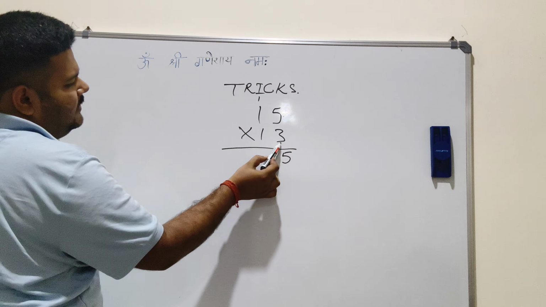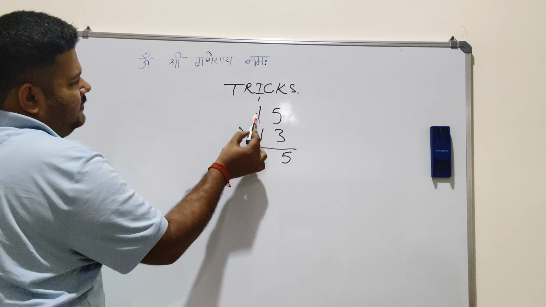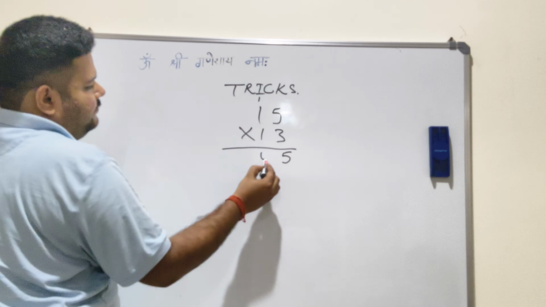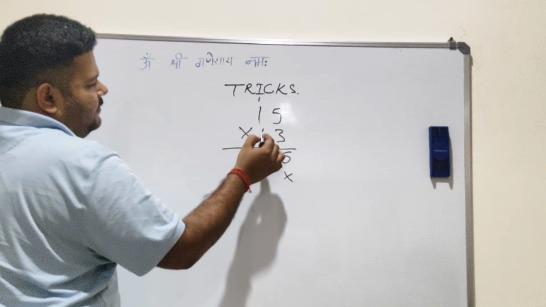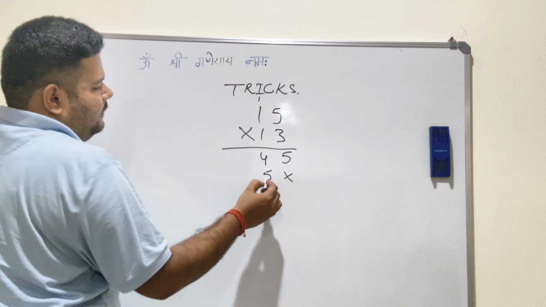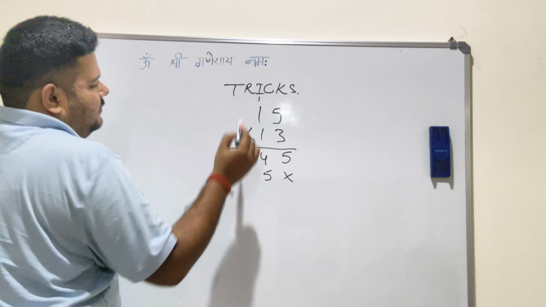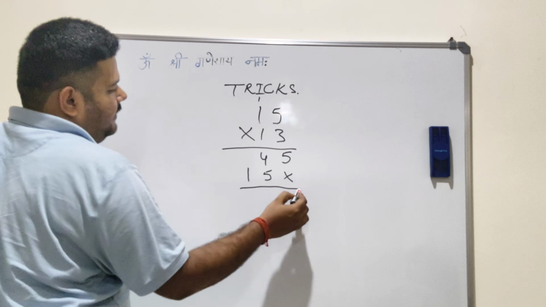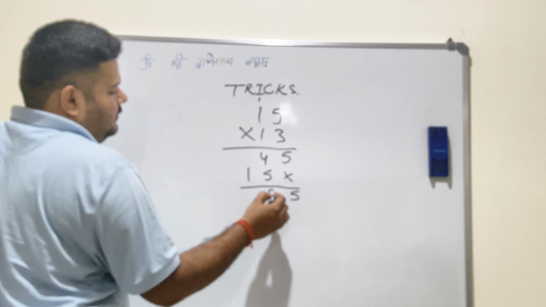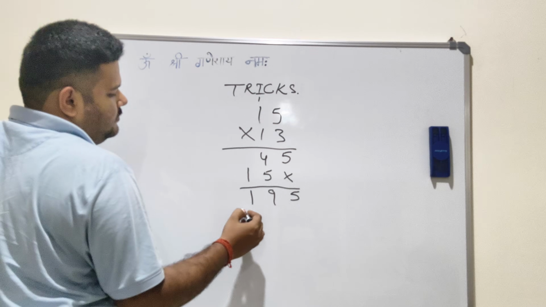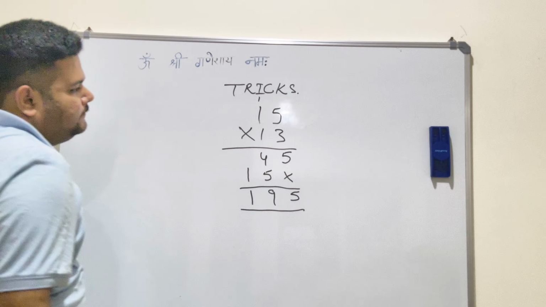Then you need to multiply 3 by 1. It would become 3. So you need to add 1 here. So it will become 4. Put a cross mark here. Now you need to multiply 5 by 1. It will become 5. You need to multiply 1 by 1. It will become 1. Right? So here would be 5, 5 plus 4 would be 9, and you would be putting 1 here. So your answer would be 195.